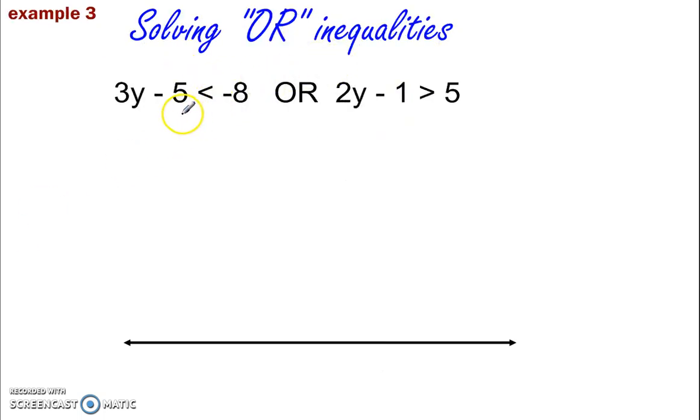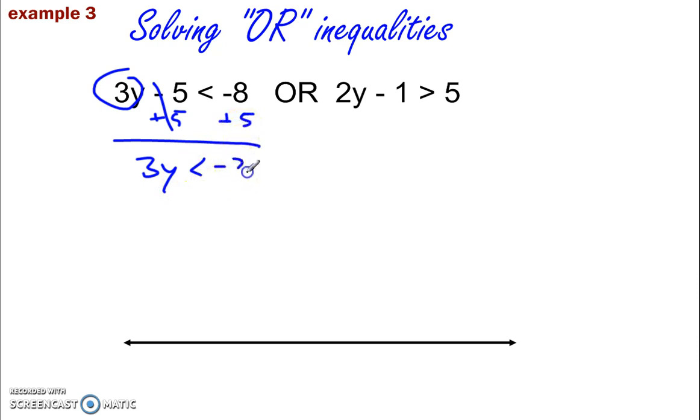Solving OR inequalities. That just means I have to solve each of them. So plus 5, because I'm solving for the 3y. 3y is less than negative 3. Divide by 3. The sign doesn't flip because I'm dividing by a positive number. Y is less than negative 1.